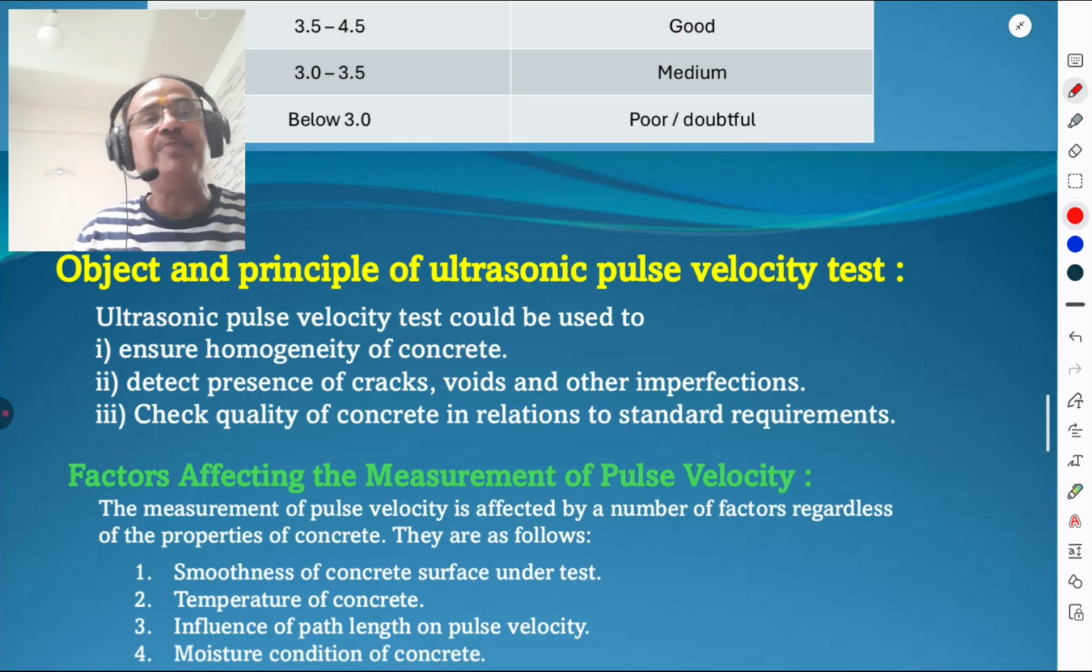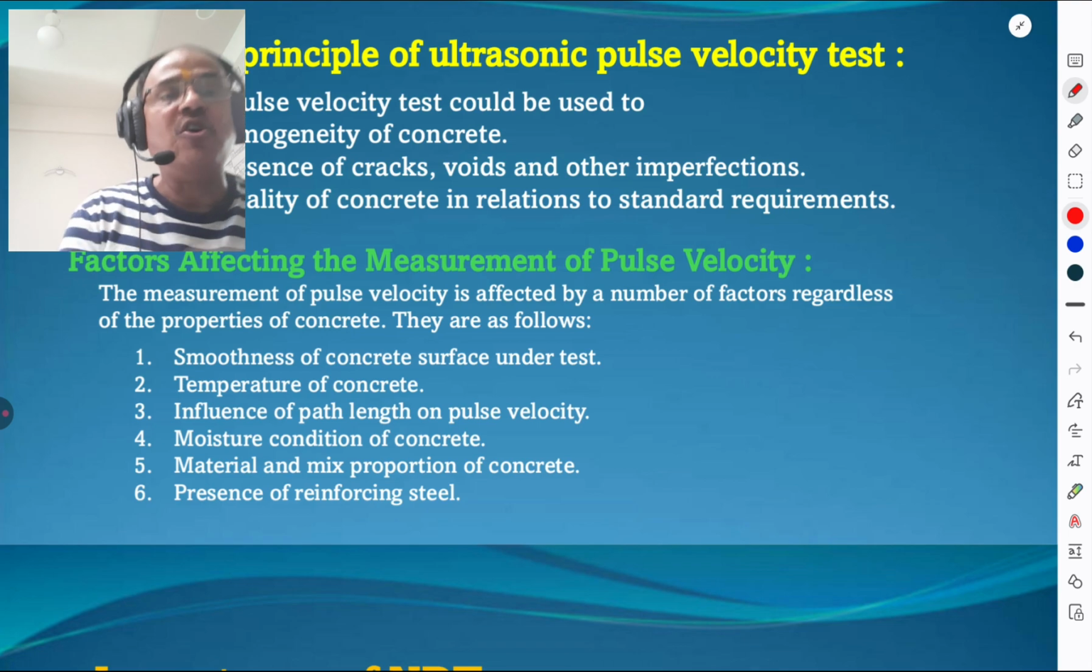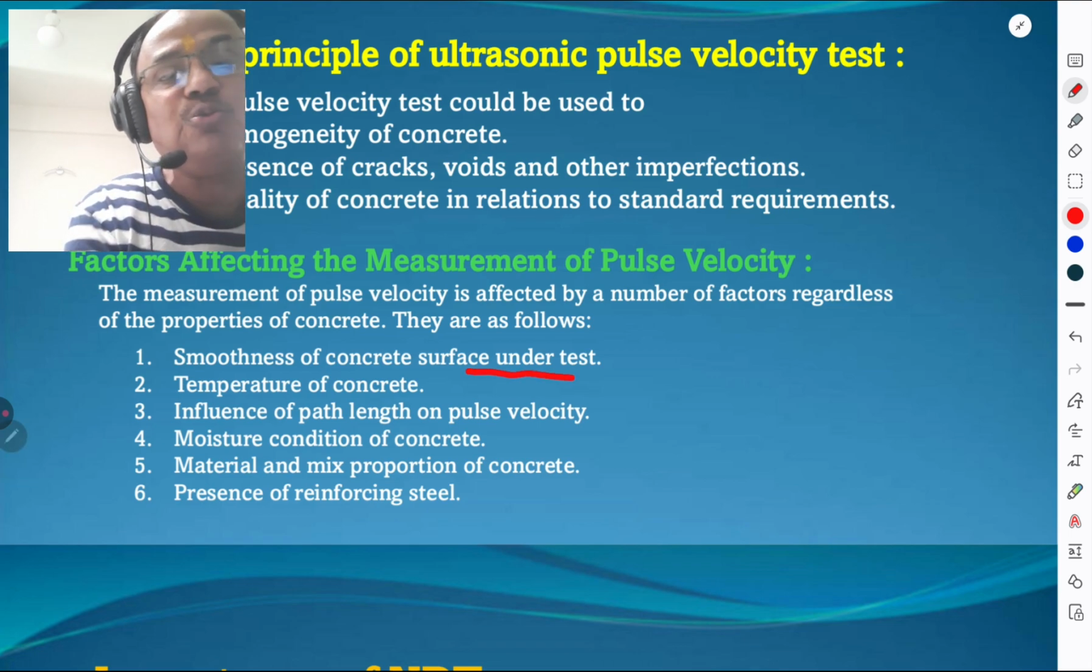Then object and principle of ultrasonic pulse velocity test. Ultrasonic pulse velocity test could be used to ensure the homogeneity of concrete, to detect the presence of cracks, voids and other imperfections, and check the quality and strength of concrete in relation to the standard requirement. Factors affecting the measurement of pulse velocity. The measurement of pulse velocity is affected by a number of factors regarding the properties of concrete, and these are as follows. Smoothness of the concrete surface under the test, that is smoothness.